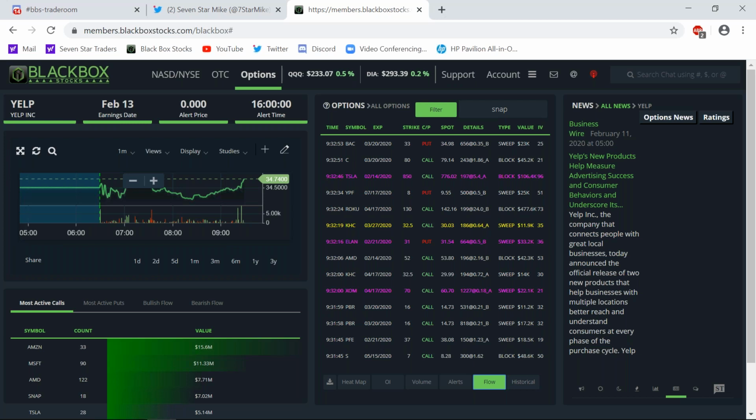Having said all that, do we have any questions on flow or how we use the scanner or what the scanner is showing us? There's a question coming in. Looks like I only see half of the question.